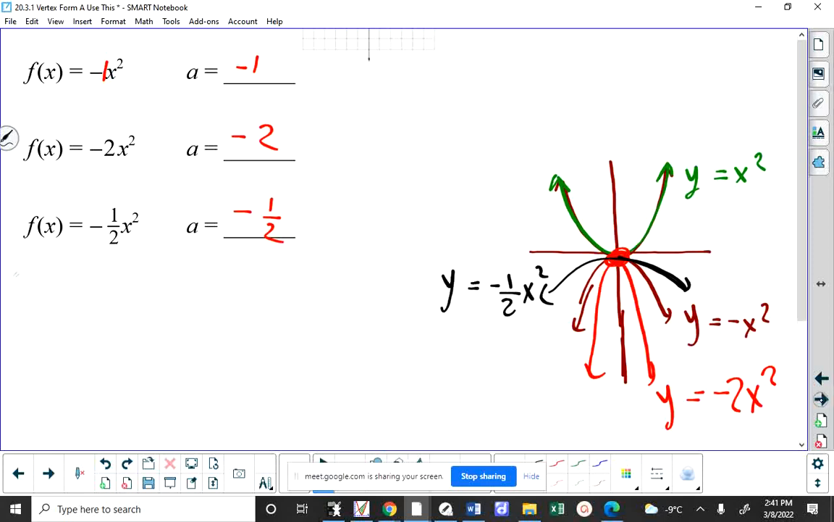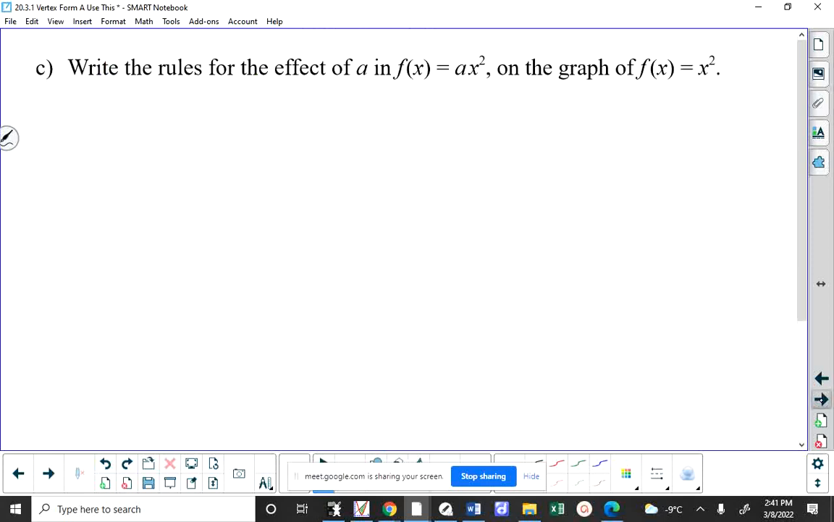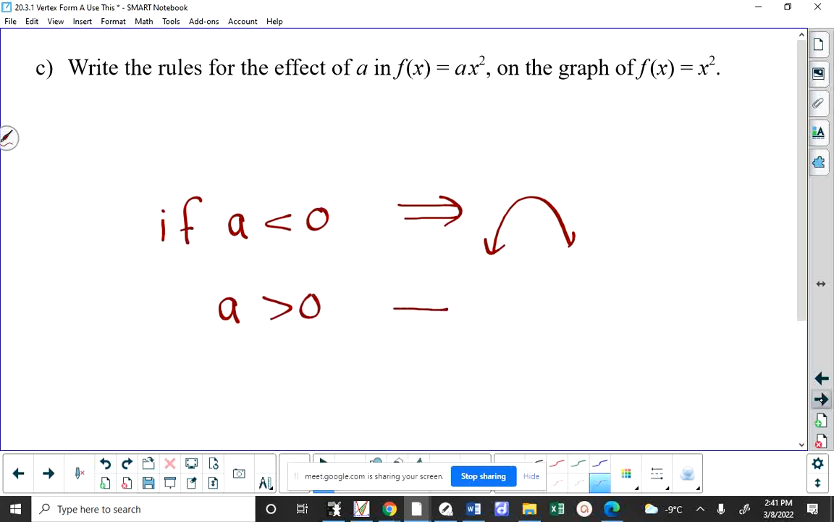So let's answer the third part here. What are the rules for the effect of A? If A is negative, then the parabola opens down. This is what we call opening down. Okay. If A is positive, then the parabola opens up.